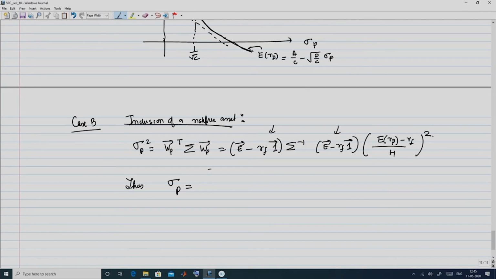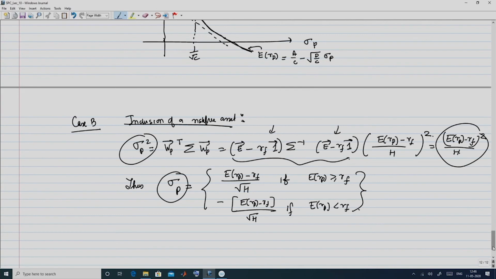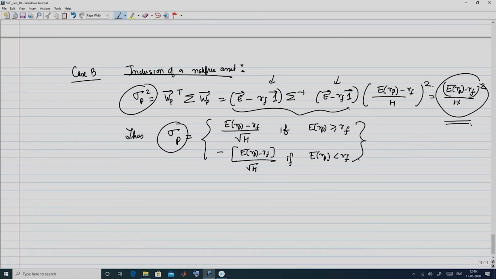So, this is going to be equal to nothing but ERP minus RF. Just you would recall that this by definition is H. So, this is actually ERP minus RF square over H. So, combining this and this term, we can write that sigma p is ERP minus RF over square root of H if ERP is greater than or equal to RF, and this is going to be minus ERP minus RF over square root of H if ERP is less than RF. Remember that I always need my sigma p to be positive, and hence this form has to be taken while considering the positive square root of this term.